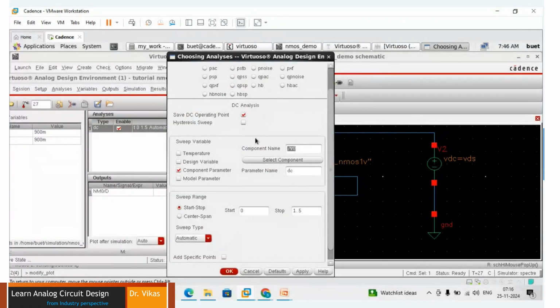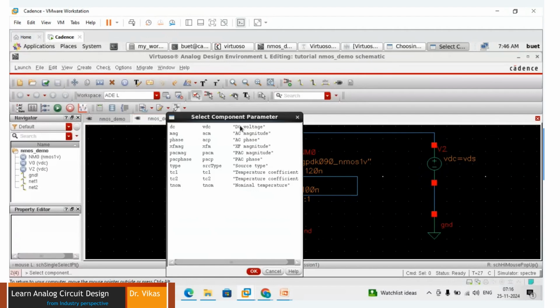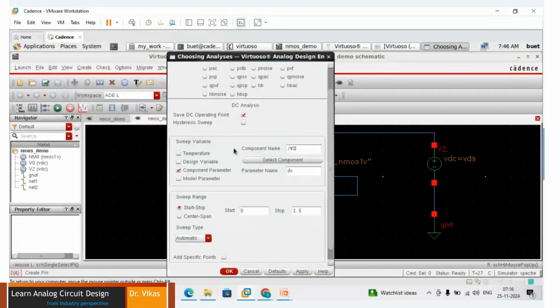Now remove this component parameter and select on the component. Now this time choose VDS and choose the DC voltage and say OK. And this will be here. And again, the sweep range would be from 0 to 1.5. I'm not choosing the sweep type. There are 3 sweep types: linear, logarithmic, automatic. I'm just retaining it as automatic, just not to have any complexities involved. I'll talk about that sometime later.